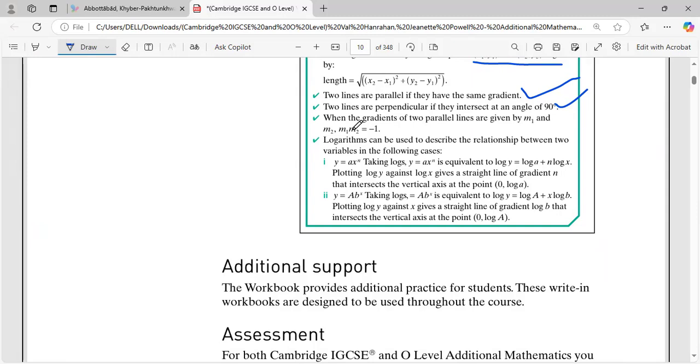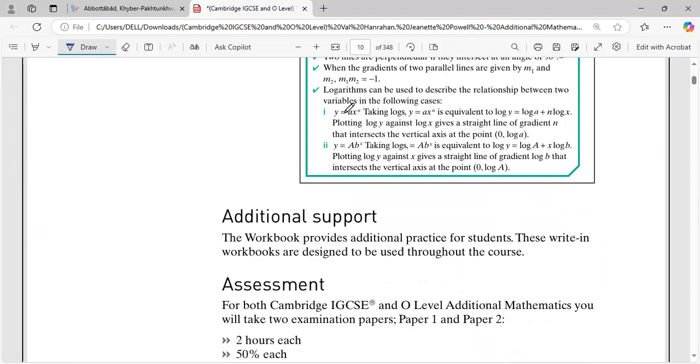Logarithms can be used to describe the relationship between two variables in the following cases. y equals a x to the power n, taking logs: log y equals log a plus n log x. You know this is the property of the log, because if two things are multiplying, after applying log the multiplication changes into addition, and after applying log the exponent goes in front of the log.